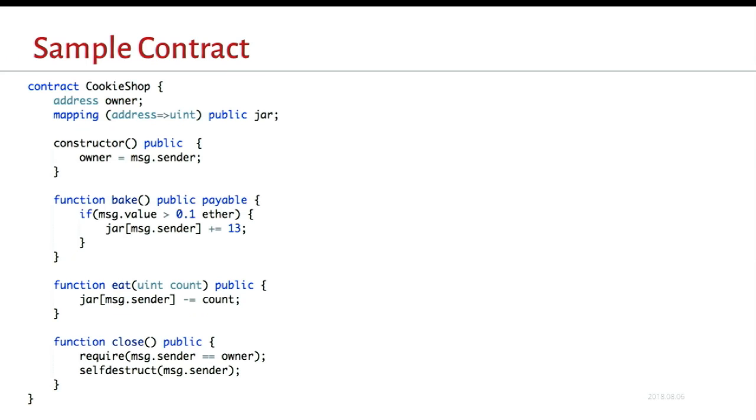So in this example, the owner, or the cookie shop, has been baking cookies and getting money every time it bakes a cookie, because the person has to send in 0.1 Ether to bake some cookies. And when they're done, they want to get that money back. A common way to do this is with the self-destruct function and opcode.